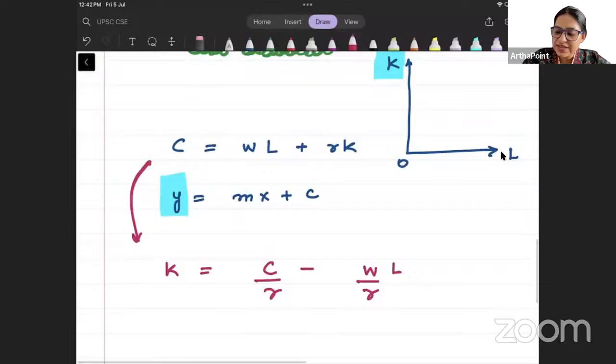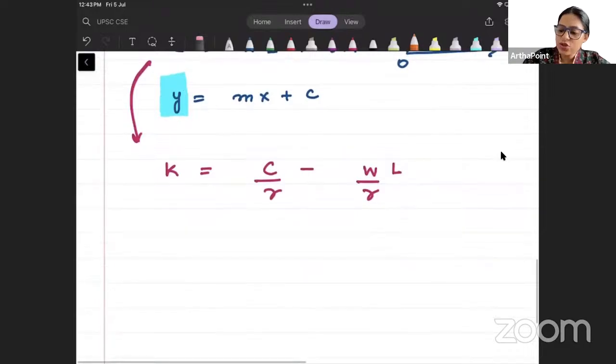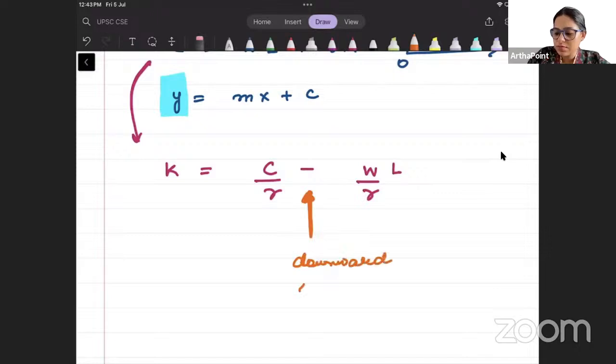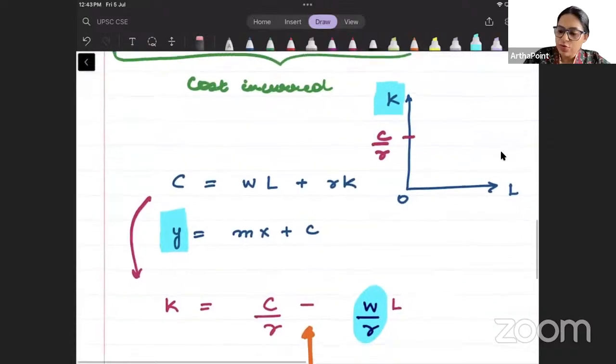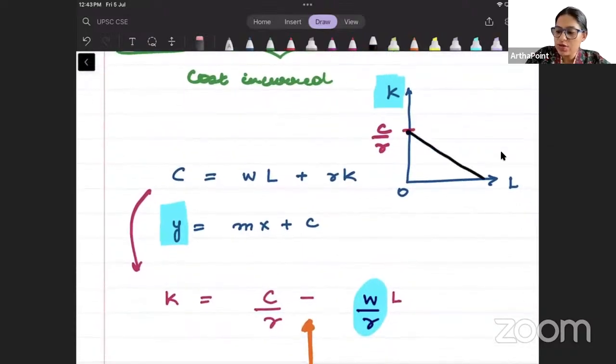So it tells me that this intercept is going to be C by R. This negative sign shows me that this is going to be a downward sloping line, and the slope is going to be W by R. So I am going to get a downward sloping line, and its slope is going to be W by R. So this is going to become my ISO cost line with a slope of W by R.